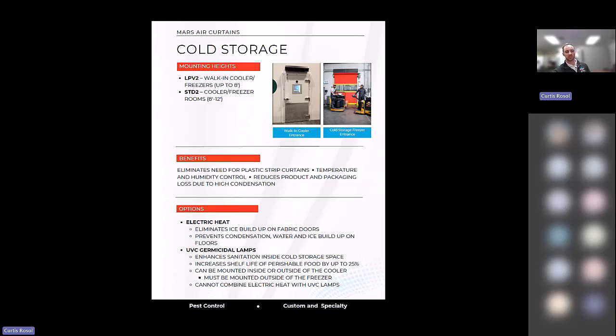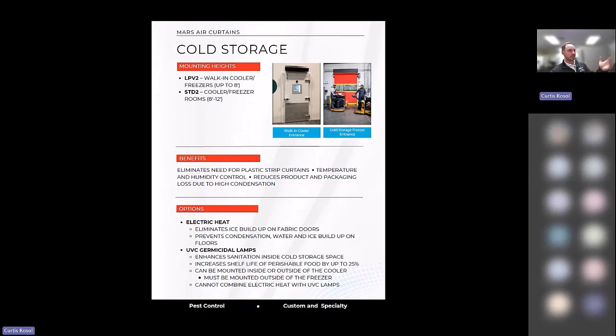Options we have available for cold storage, really it's one or the other here. Electric heat is an option we can provide, typically more for freezer applications. And the idea there is, it seems counterintuitive, but we're actually using the electric heat to help promote evaporation, so reduce the amount of frost buildup either on the fabric door or on the floor directly underneath that door. With freezers, we can only install the air curtains on the outside. With cooler applications, though, we can install air curtains either on the outside of the door or the inside.